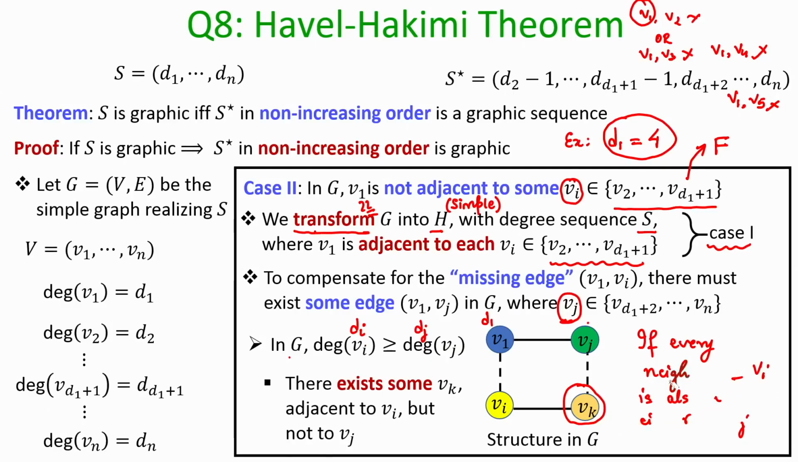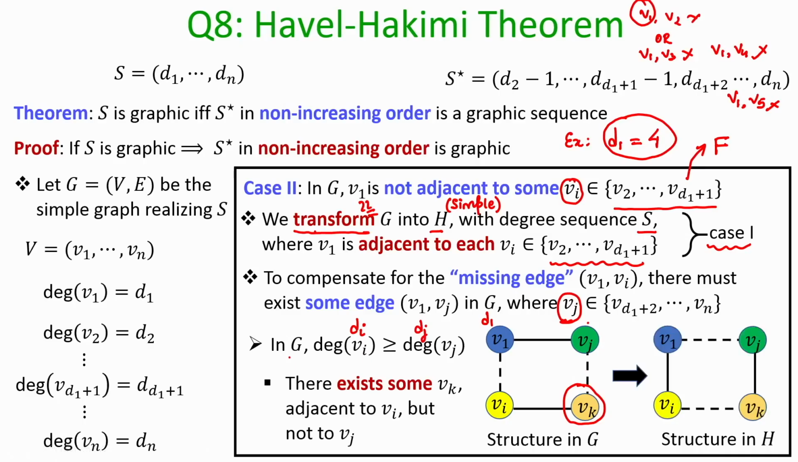So, that is a very simple proof of the fact that there must be some neighbor Vk of Vi, which is not a neighbor of Vj. Okay. So, that is the structure present in your graph. Now, what the transformation does is the following: since the edge between V1 and Vi is missing in G, but after transformation I want that edge to be present.